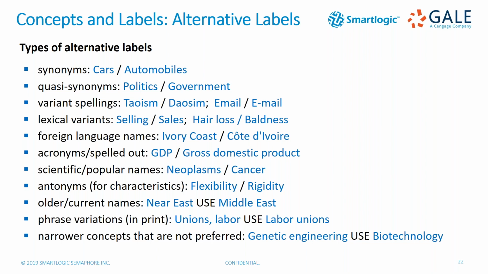I just want to point out that a narrower concept could function as an alternative label, because it points to, says use, genetic engineering, could redirect to biotechnology. But if you do that, it is a good idea to then actually display to the end user this relationship so that they know why they are retrieving a larger content set than what they're looking for.